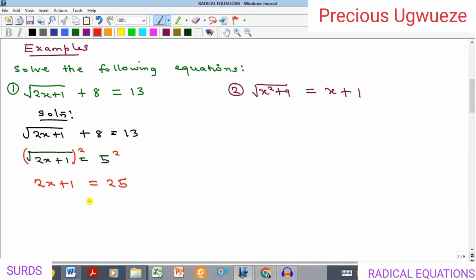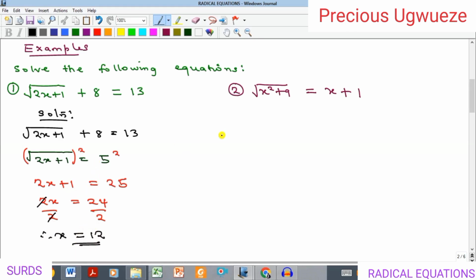At this point, we now have a clear linear equation which we can easily solve to get the value of x. To do that, we will have 2x is equal to 25. The 1 comes over here as minus 1, and that will give us 24. We divide both sides by 2. That's going to give us x is equal to 12, and that is the required solution for example 1.